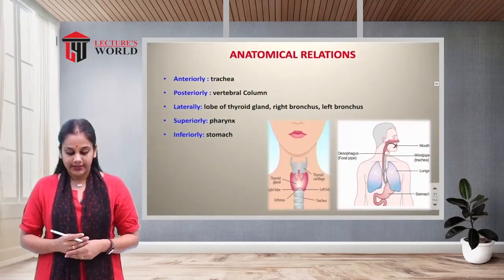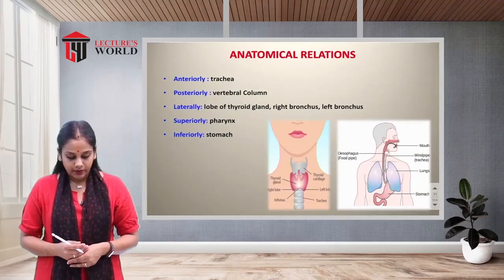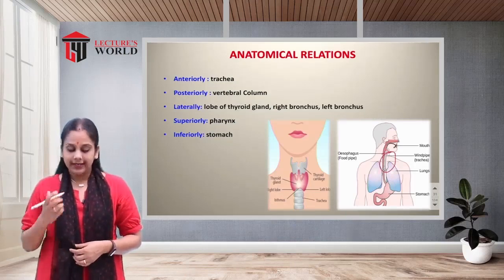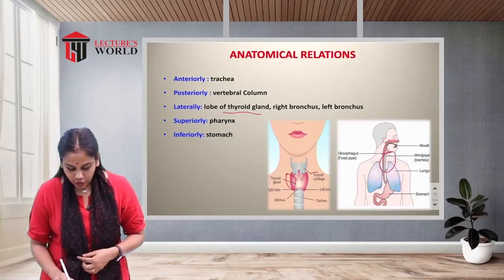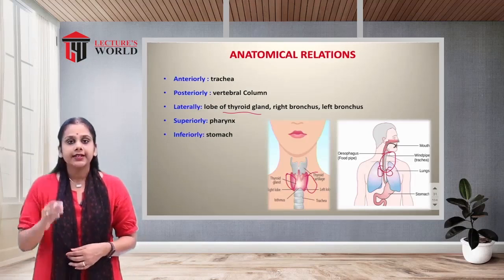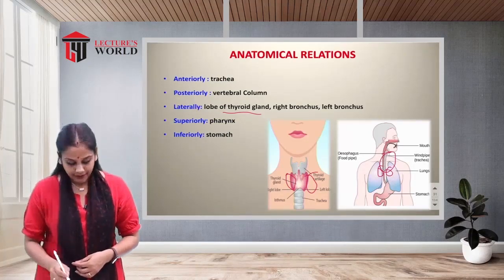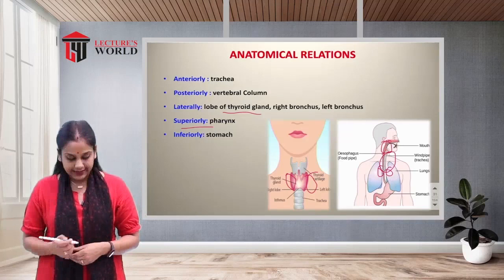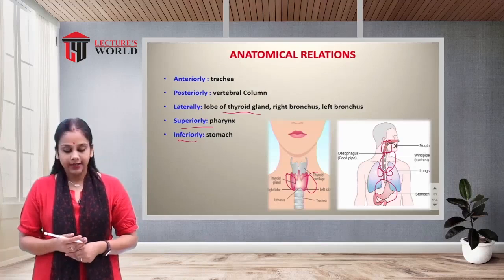Now we will see the anatomical relations of the esophagus. You can see in the figure, anteriorly there is the trachea, posteriorly there is the vertebral column, laterally there is the thyroid gland. You can see this is a lobe of the thyroid gland. Then the right and left bronchus, which is a further division of the trachea. Superiorly there is the pharynx and inferiorly there is the stomach. These are the relations of the esophagus.